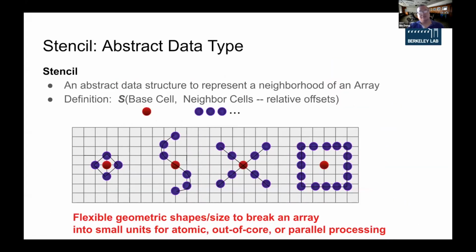Okay, let's introduce more detail about the stencil. That's one of the major data abstractions in FasTensor. The stencil here is an abstract data structure. It's used to represent the neighborhood of an array. By definition, it has a base cell, and it has any number of neighbor cells, depending on the user's requirement. The user can put any neighbor cell into that stencil abstraction.